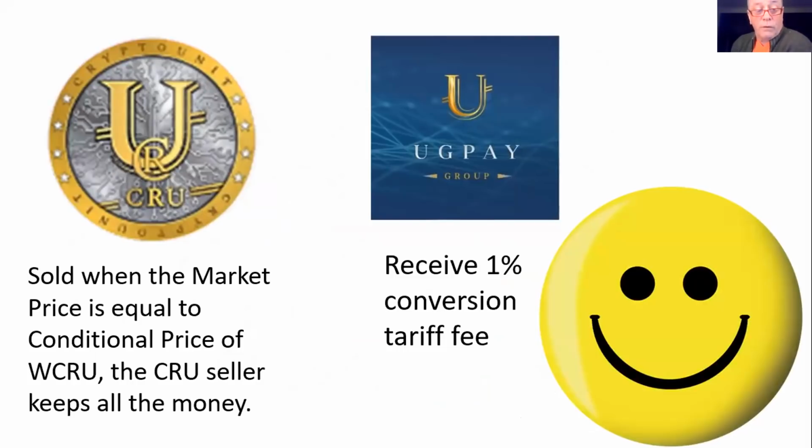CRU, when sold at the market price equal to the conditional price of CRU, remember this, the CRU seller keeps all the money. On the 1st of August, when the conditional price of CRU is 50 cents, if you sell your CRU and the market price of CRU is at 50 cents, you get to keep that 50 cents. And UGPay will just get the 1% conversion fee. And with that, everybody is happy.